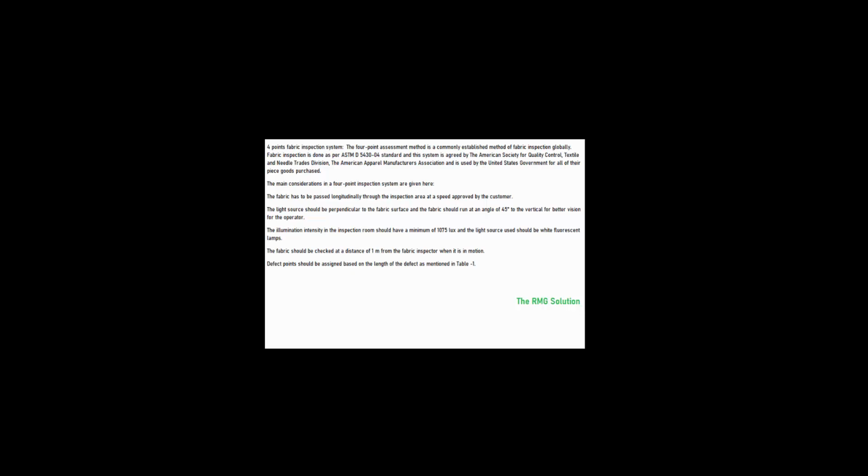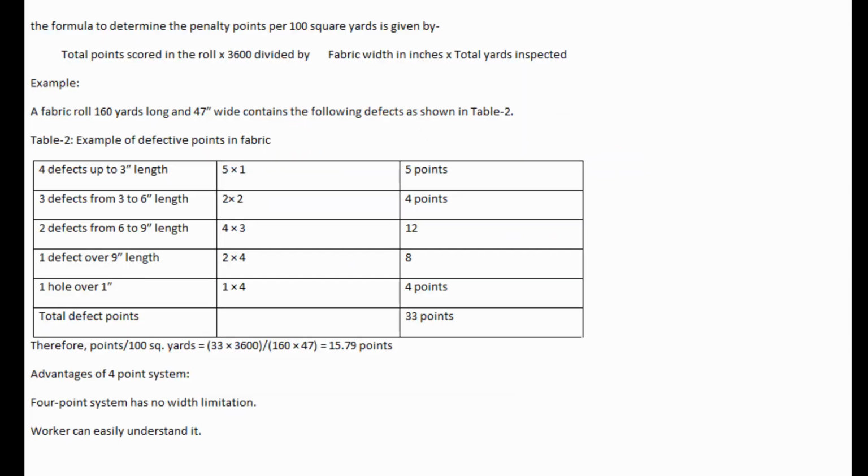it is in motion. Defect points should be assigned based on the length of the defect as mentioned in Table 1. 4 points should be assigned to each meter of fabric where usable width is lower than the minimum specified. The fabric should not be penalized more than 4 points. Defects not obvious on the face side of the fabric should not be registered unless agreed between supplier and customer.